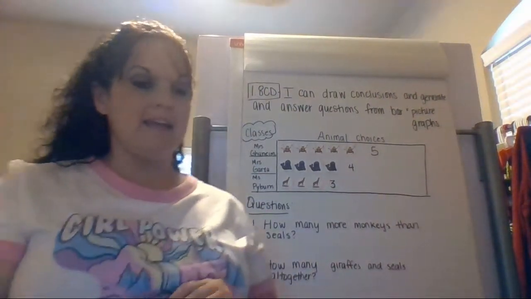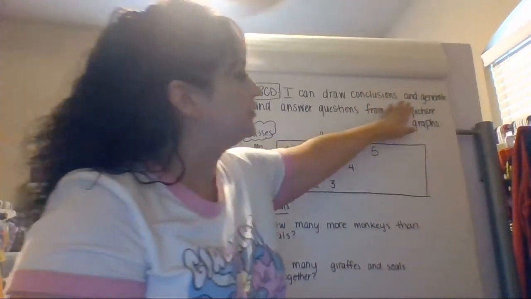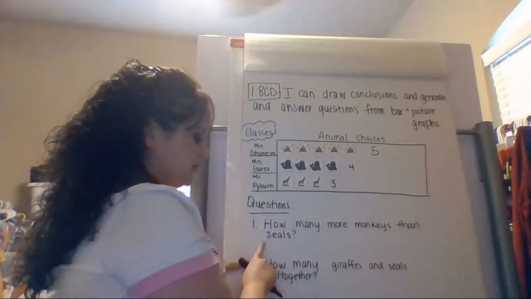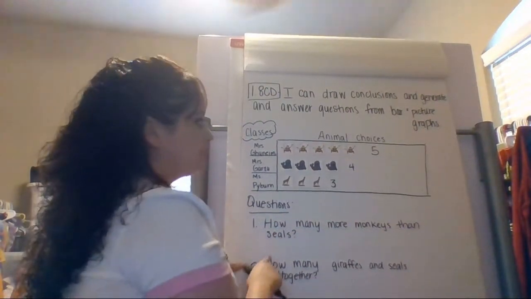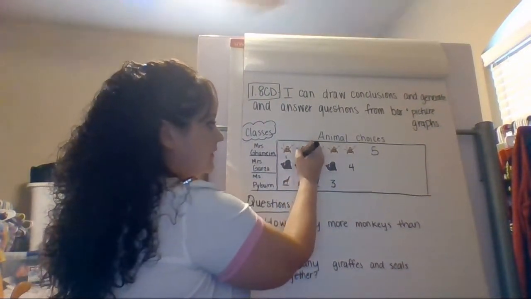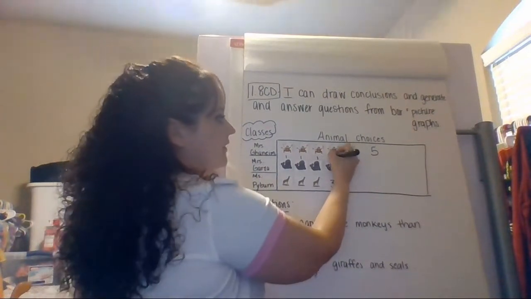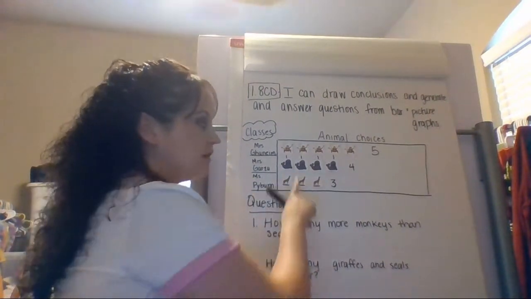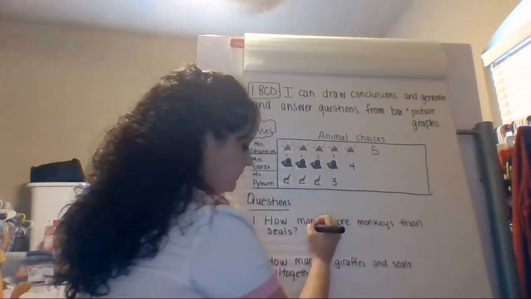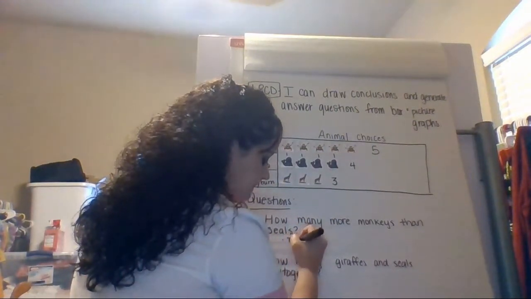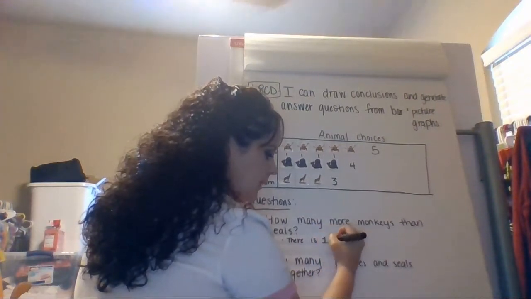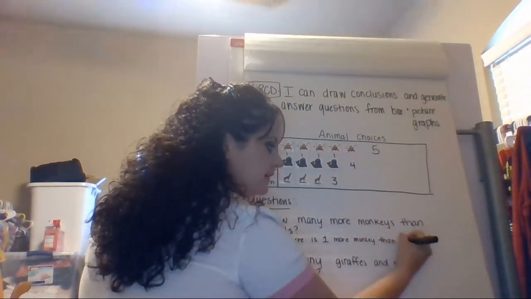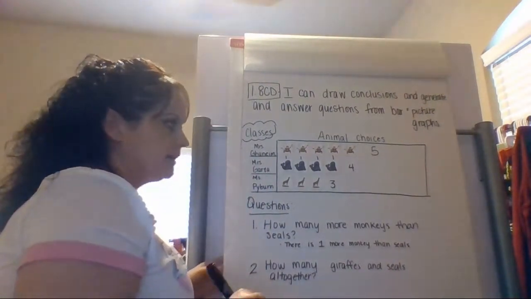Now, if I wanted to answer them, because my standard says I can draw conclusions, generate, and answer my questions, I could look at my question. How many more monkeys than seals? Well, they're the same here, they're the same here, they're the same here, they're the same here. But uh-oh, right here, there's not another seal to match the monkey. So there's one more monkey than seals. So that was a comparison problem.